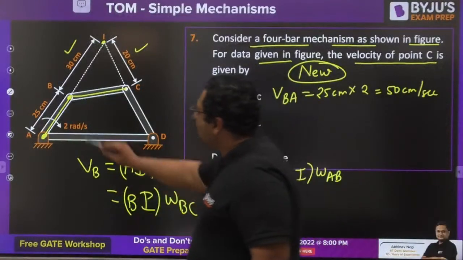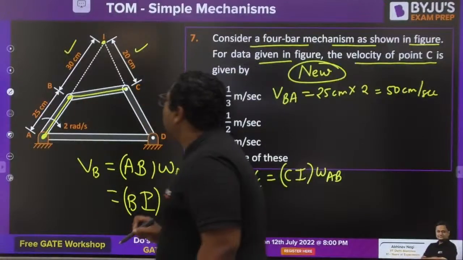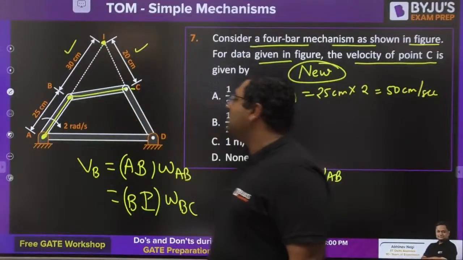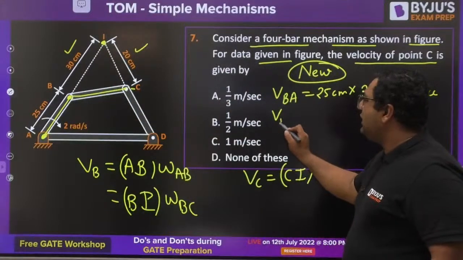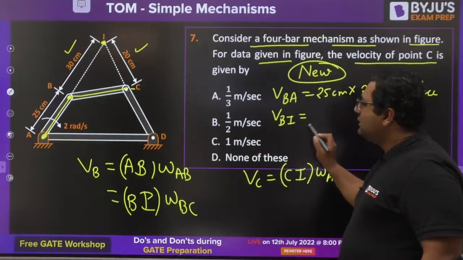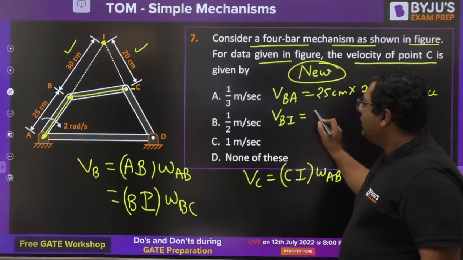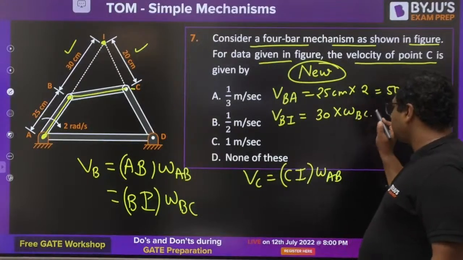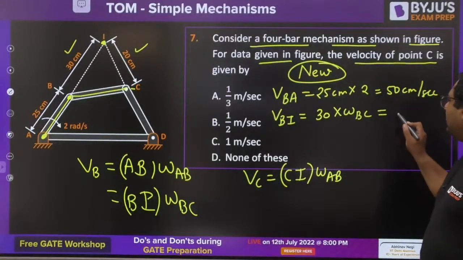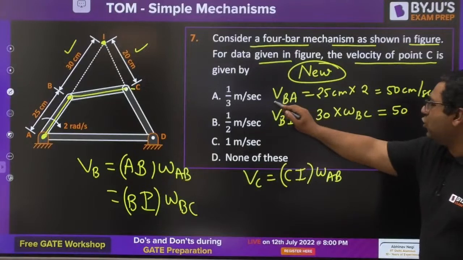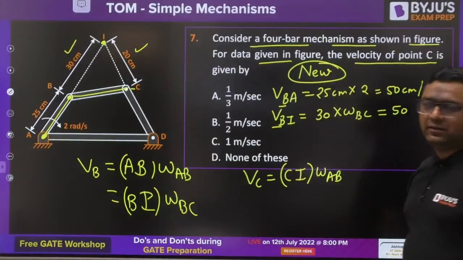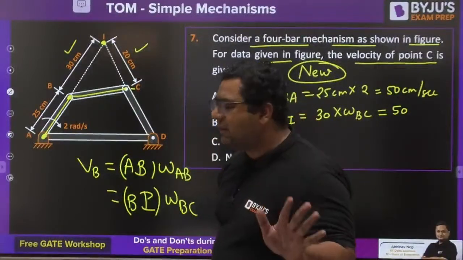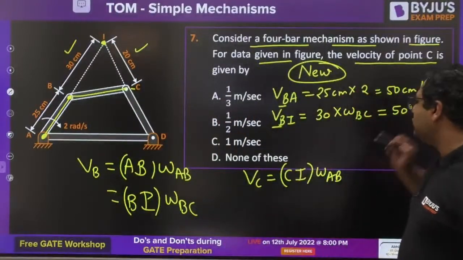And my dear, velocity of B considering B on BC can be written as, this BC link is in pure rotation about the I center. So you can write velocity of B is BI into omega BC. And you know, this is going to be 50 because velocity of B cannot be different. Velocity of one point cannot be two. Only one velocity will be there with the one point. So that is why they are going to be equal.